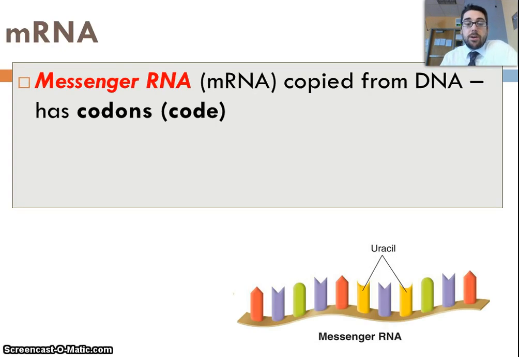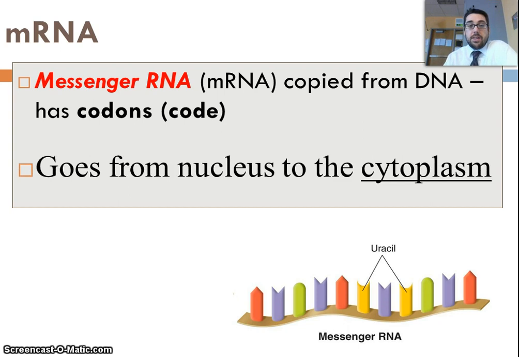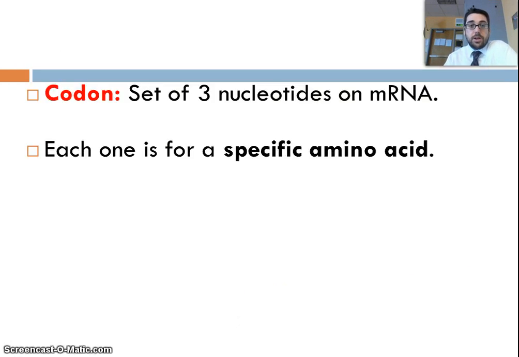Why do I keep saying mRNA? Well, there's a reason. There's actually 3 we're going to learn about. First one's messenger RNA. This is the one that is copied from DNA, and it has what's called codons. So codons, think of the code. Message, it's the letters, it's what we're mailing to somebody, okay? And this goes from the nucleus to the cytoplasm. A codon is a set of 3 nucleotides, or 3 bases of mRNA. Each one is for a specific amino acid.